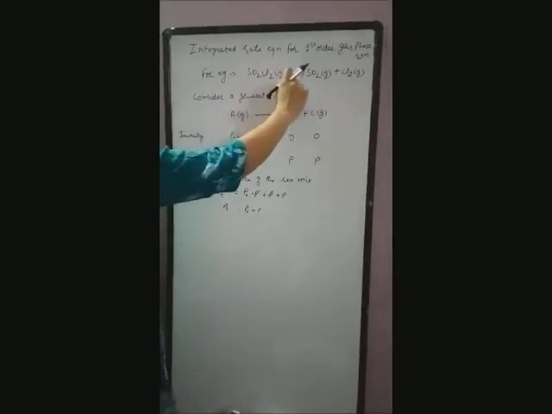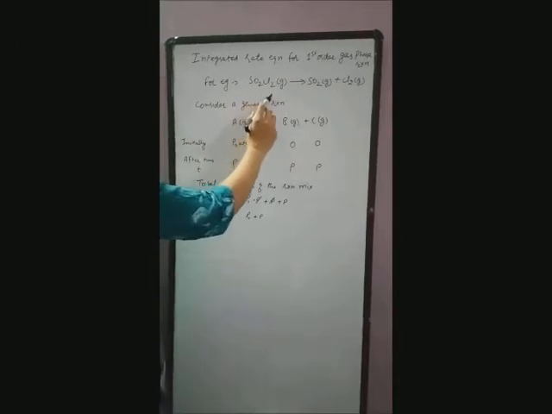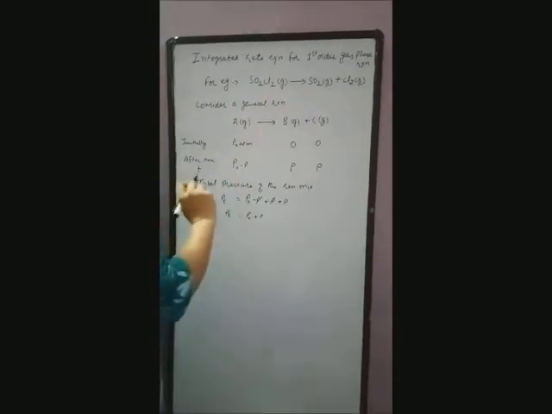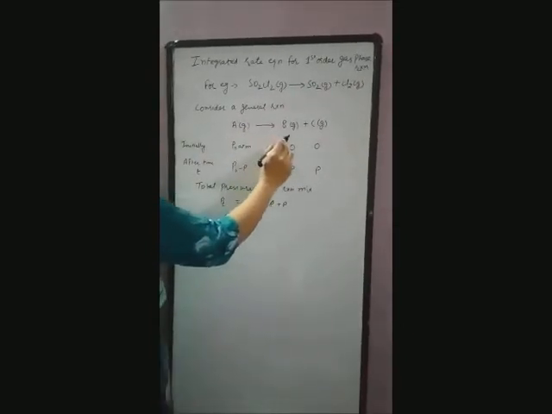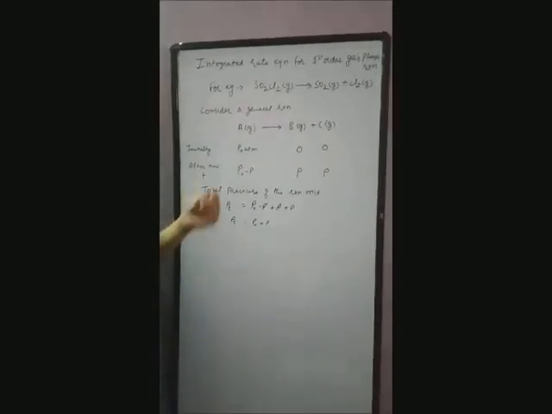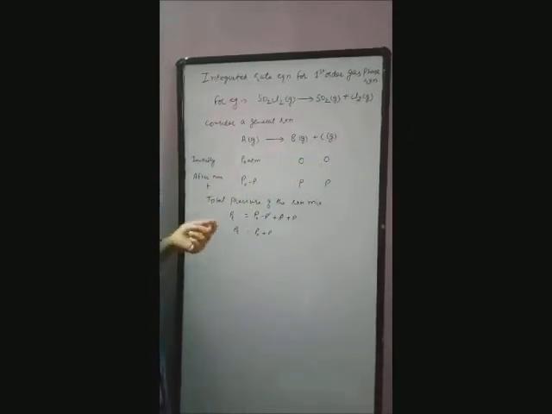Integrated rate equation for first order gas phase reaction. For example, SO2Cl2 gaseous gives SO2 gaseous plus Cl2 gaseous. Consider a general reaction: A gaseous gives B gaseous plus C gaseous. Initially, the pressure of A is P0 atmosphere and for B and C it is 0.